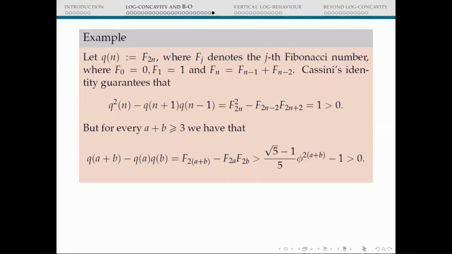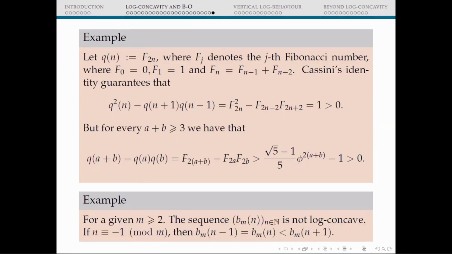Good, and another example shows that if we take the sequence of even Fibonacci numbers, so Fibonacci numbers with even indices, then by Cassini's identity, the difference corresponding to the log-concavity property is equal to 1, but we don't have the Poisson-Ono inequality for a and b greater or equal than 1. So this requirement that f of 0 is greater or equal than 1 actually plays a role.